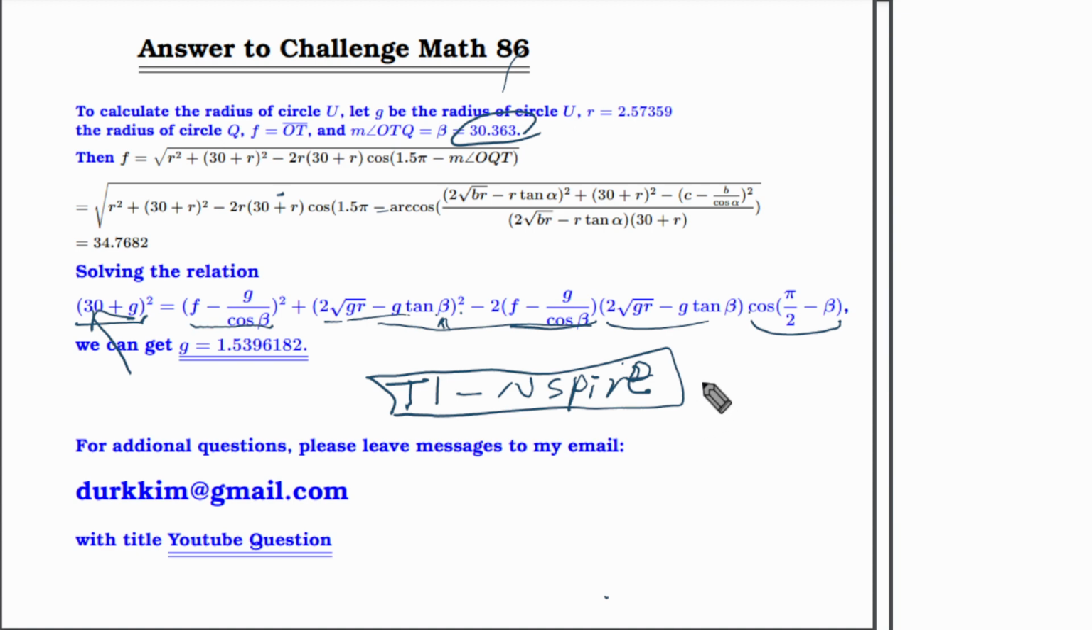So you just put all those equations in, doesn't matter how long, really complicated equation, whatever, and then one click on the enter button, and it shows you the answer right away. And then this calculator gave me the radius of circle U as 1.5396182.